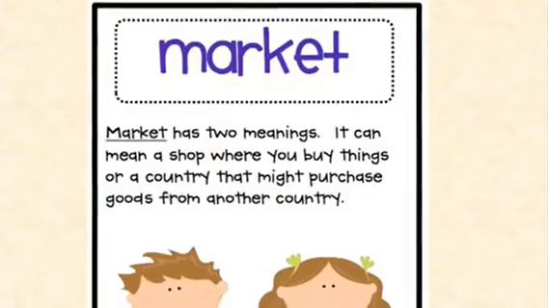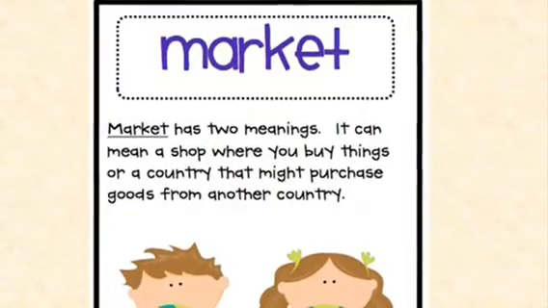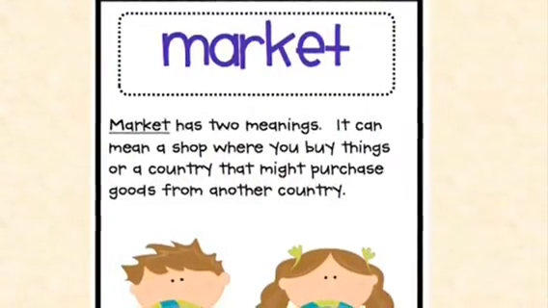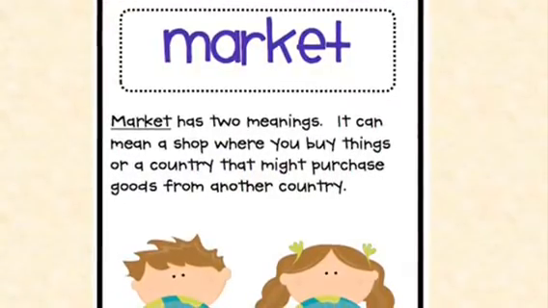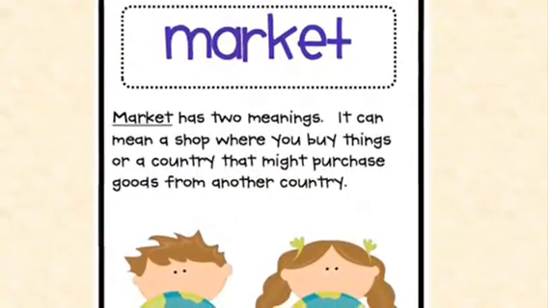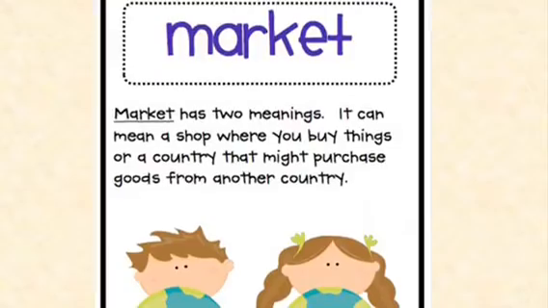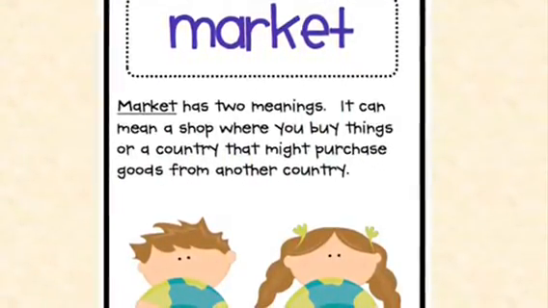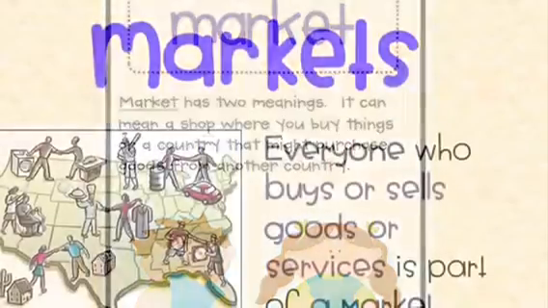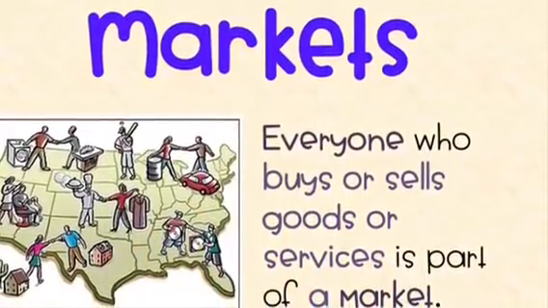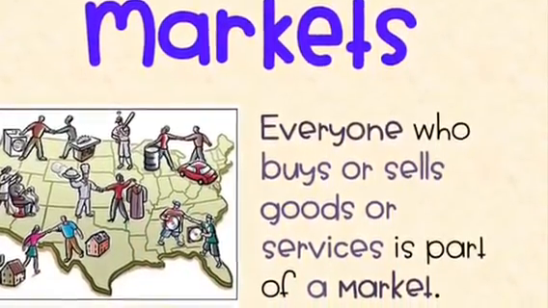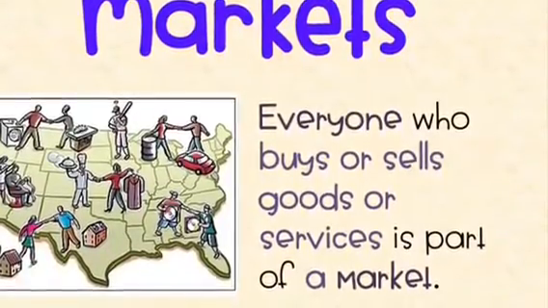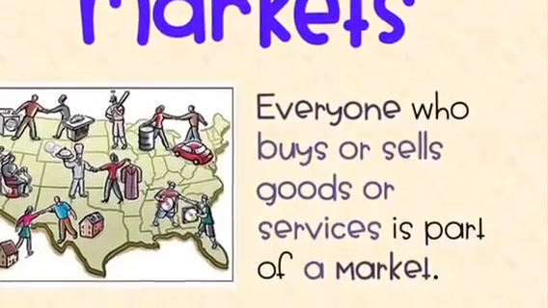Well, you probably guessed a market is like a grocery store. And you're right. Market has two meanings. It can mean a shop where you buy things or a country that might purchase goods from another country. In a market, everyone who buys or sells goods or services is part of a market.